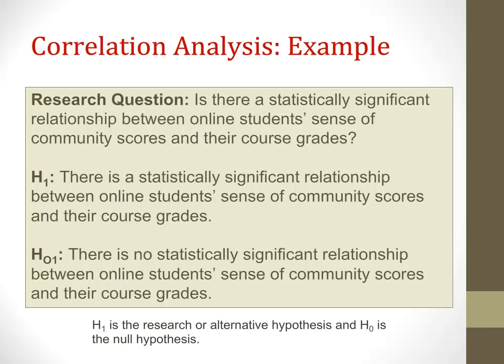The null hypothesis alternatively states that there is no statistically significant relationship between X and Y, and that R is equal to 0. So stated in alignment with the research question, in word format, the alternative or research hypothesis is that there is a statistically significant relationship between online students' sense of community scores and their course grades. And the null hypothesis, which will be tested in the analysis, is that there's no statistically significant relationship between the online students' sense of community scores and their course grades.